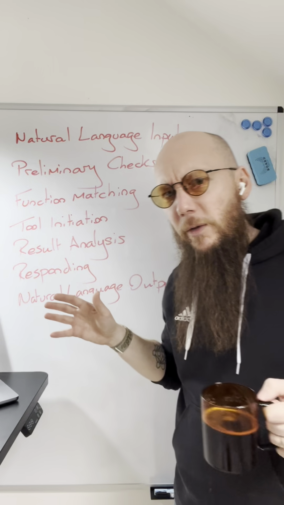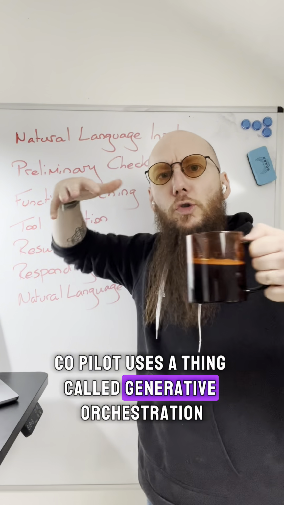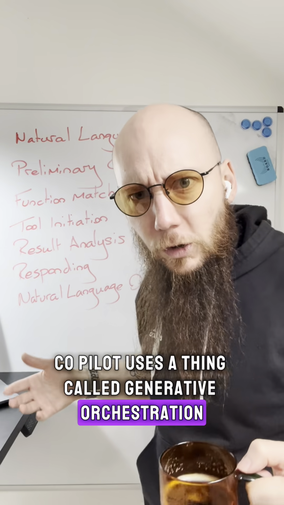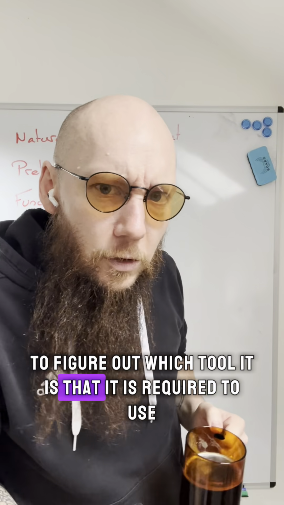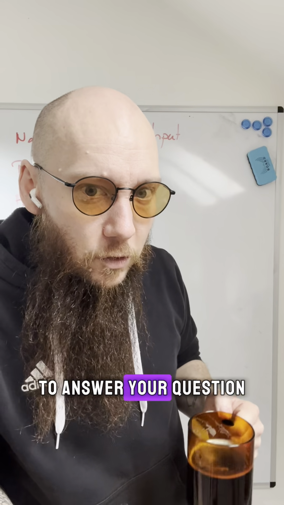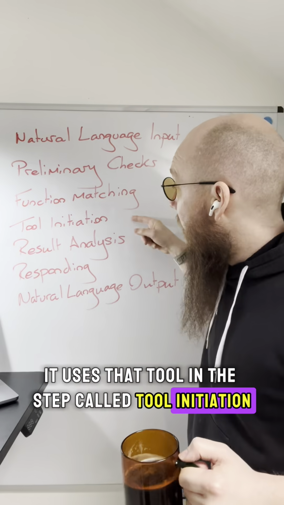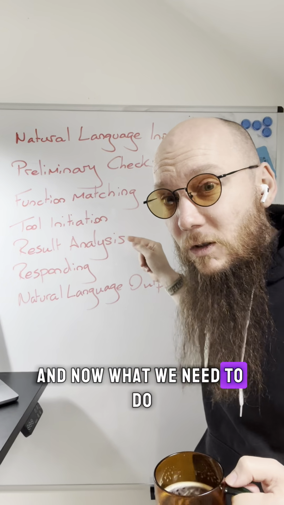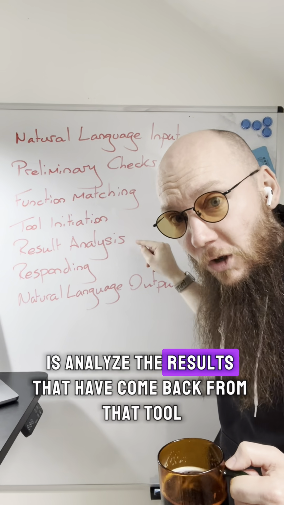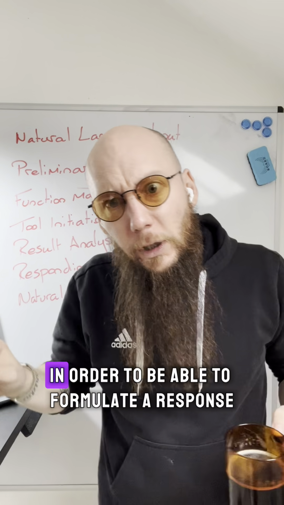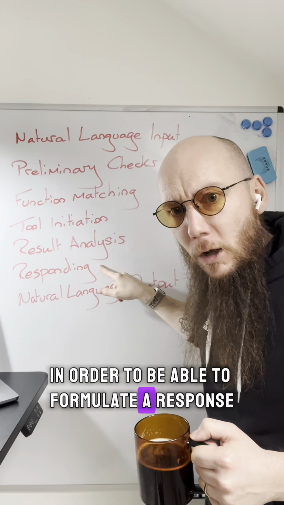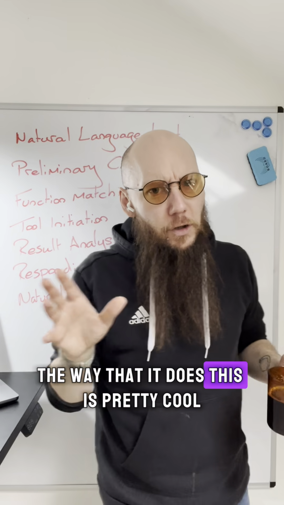As you remember from the previous video, Copilot uses a thing called generative orchestration to figure out which tool it is that it is required to use to answer your question. It uses that tool in the step called tool initiation. And now what we need to do is analyze the results that have come back from that tool in order to be able to formulate a response. And the way that it does this is pretty cool.